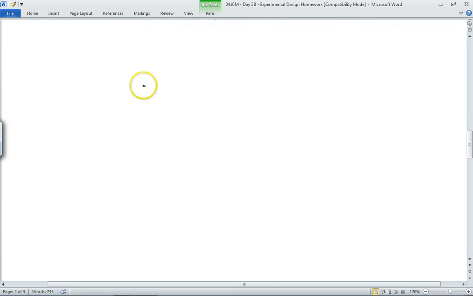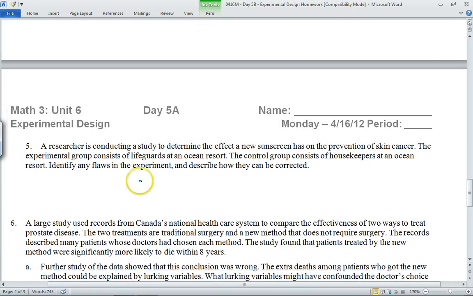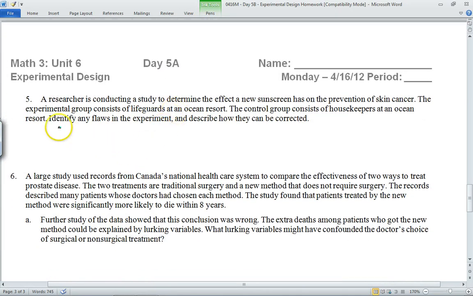Okay, let's see what happened to the rest of my paper. It's way down here. Okay, look at problem number 5. A researcher is conducting a study to determine the effect of a new sunscreen on the prevention of skin cancer. The experimental group consists of lifeguards on an ocean resort. The control group consists of housekeepers at an ocean resort. Identify any flaws in the experiment and describe how they can be corrected.